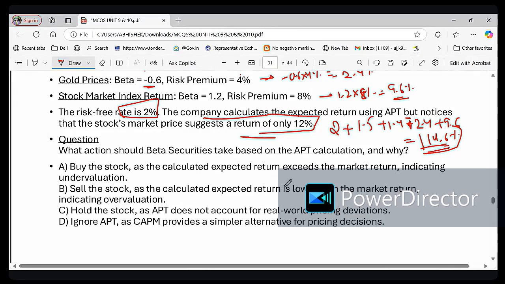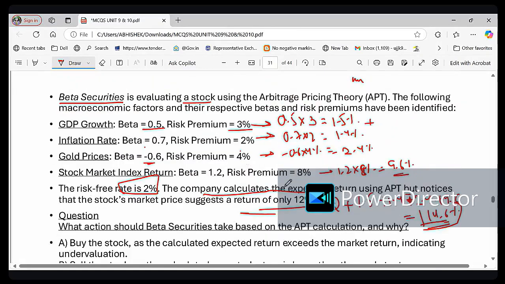APT is saying that a stock should give 14.6%, but the market return is only how much? 12%. So isn't it an arbitrage opportunity? It is an arbitrage opportunity, right? You know what is the meaning of arbitrage? In BFM we have learned arbitrage, right? So the stock is undervalued, right? The APT is telling that return should be 14.6%, but the market price is suggesting the return of only 12%. So here we can take the arbitrage opportunity.